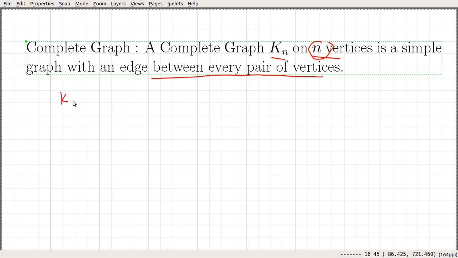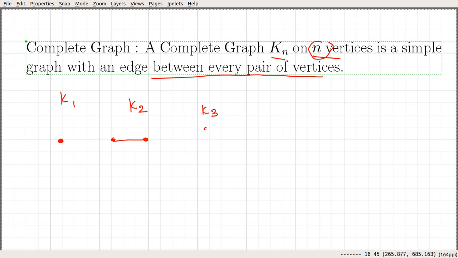Let's consider say K1. By definition, the number of vertices is 1, and K1 is a complete graph with one vertex with an edge between every pair of vertices. Since we are dealing with simple graphs, K1 is represented by a single dot. Let's look into K2. K2 has two vertices and an edge between every pair of vertices. So this is how K2 looks.